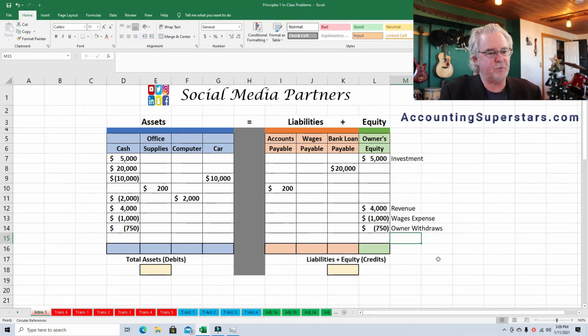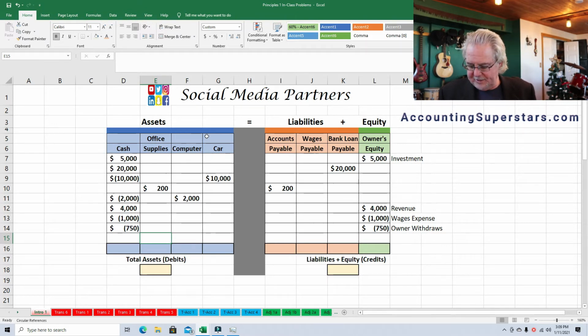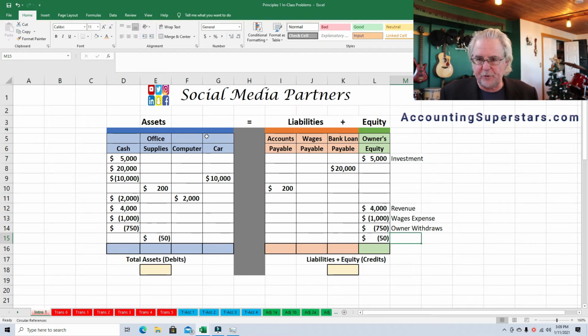And let's see here, let's have one more transaction. Let's suppose that the business used up $50 worth of supplies. So let's have negative $50 for supplies here. So whenever we buy supplies, we put it as a positive number. Whenever we use up supplies, we'll put it as a negative number. Now we've got a negative 50 on the left. We need to have a negative 50 on the right. So what we'll do is we'll put here negative 50. And anytime you're consuming resources for your business, that's called an expense. So we'll have supplies expense. There we go.